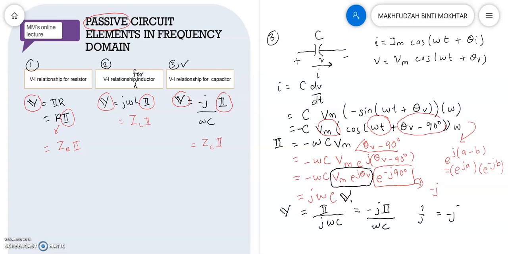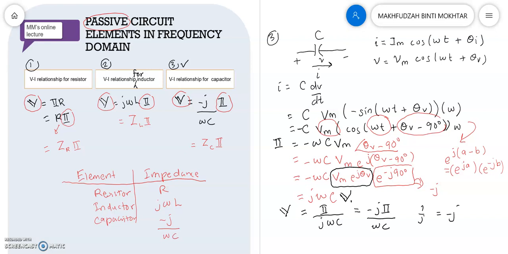where ZC is the impedance for the capacitor. So in this situation, I can now summarize that if I have an element and I want to define its impedance, for the element resistor, the impedance is R. For the element inductor, the impedance ZL is j omega L, whereas for the capacitor, the impedance ZC is negative j over omega C.